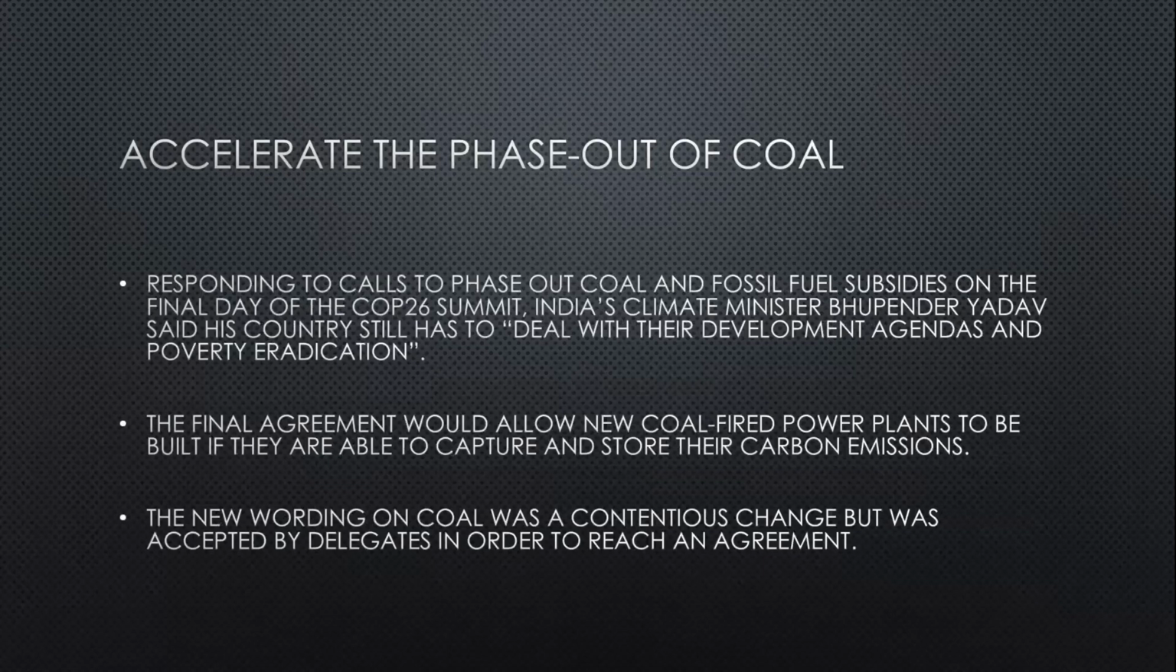Responding to calls to phase out fossil fuel subsidies, India's climate minister said his country still has to deal with their development agendas and poverty eradication. So again, this is what India had to say. India is one of the largest, about 8% of coal is produced in India, right? And so they said, we have to deal with our developmental agendas and poverty eradication first. In short, it's a bigger problem that we deal with poverty.